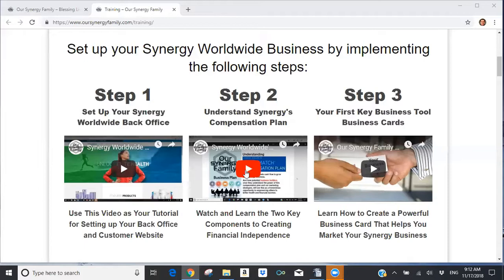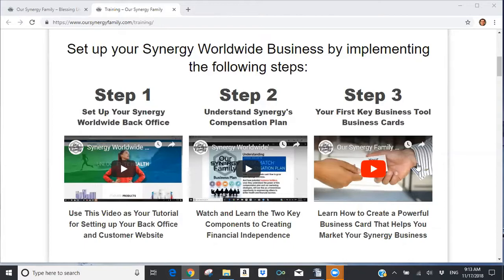And so you want to have them understand the compensation plan, especially how they can create cash flow into their Synergy business. And then the third step is to help them understand how to get their business cards, because their business cards begin to identify them as having a business. Again, understand that when a person becomes a Synergy distributor, they are operating a business within Synergy Worldwide. And as a business, there's some things that they need to do as a business owner to be successful. One, begin the branding process of who they are. And secondly, letting people know.